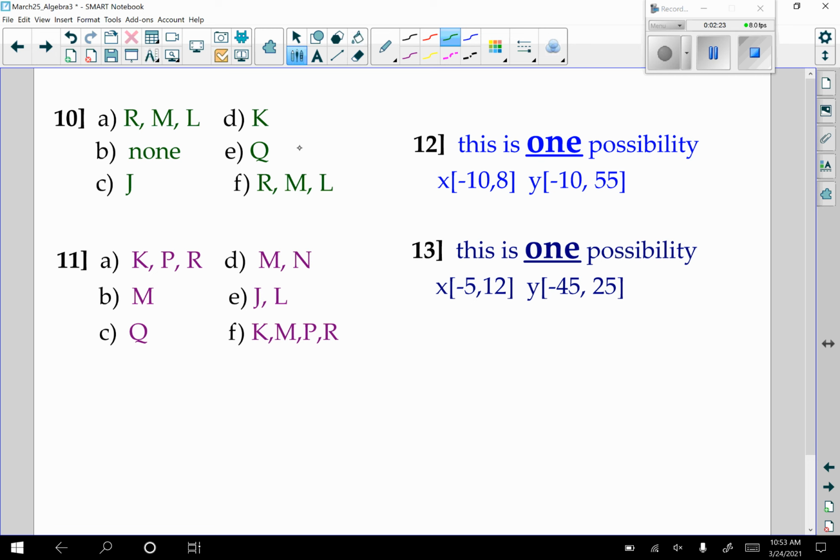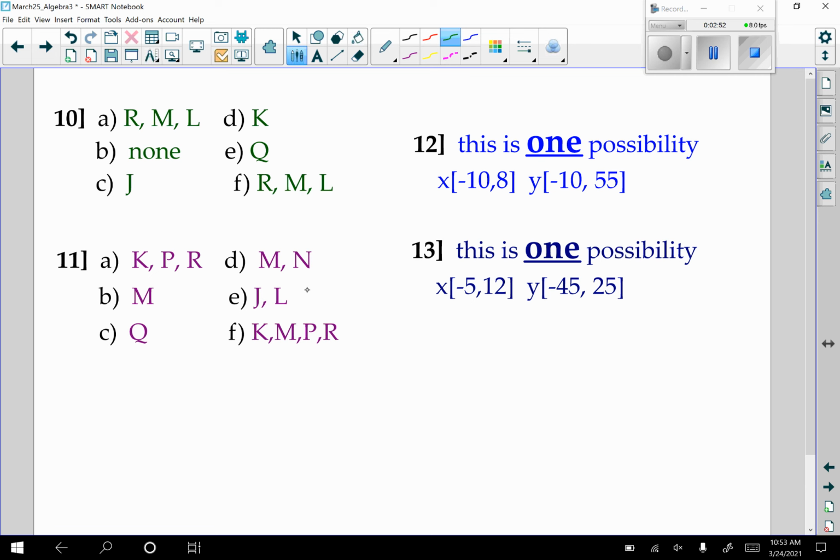For number 11, single zeros were just K, P, and R. Double zeros were M. Y-intercept was Q. All relative minima, that was at M and N. Max values, relative max, happened at L and J. And all the x-intercepts, K, M, P, and R.